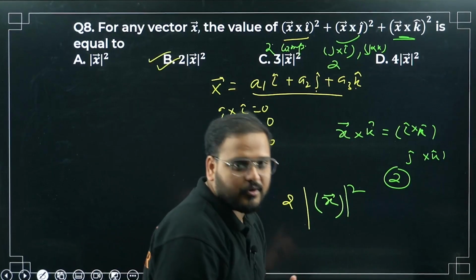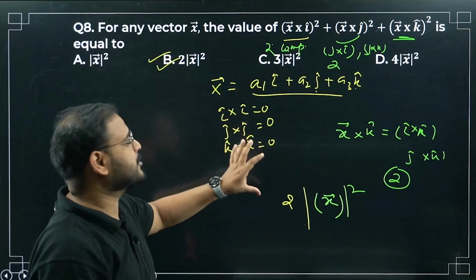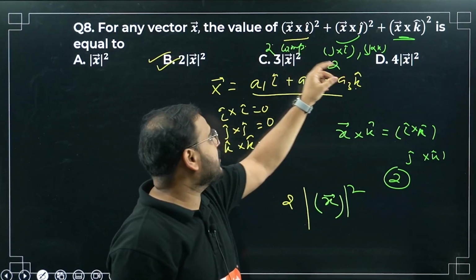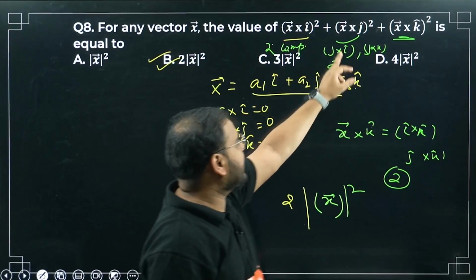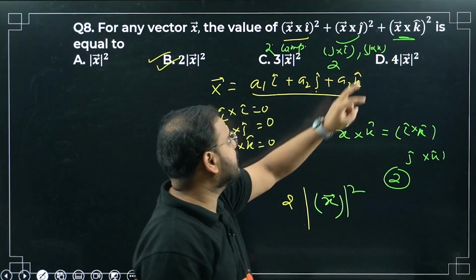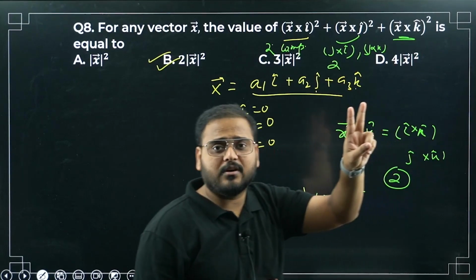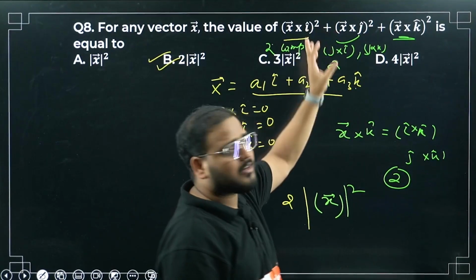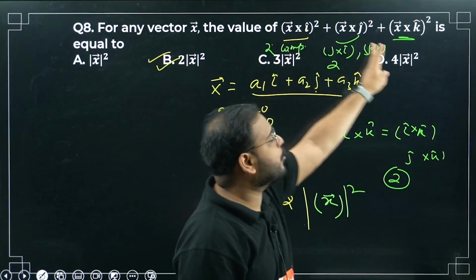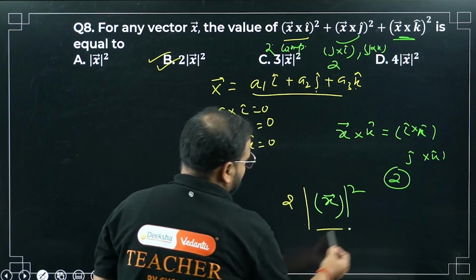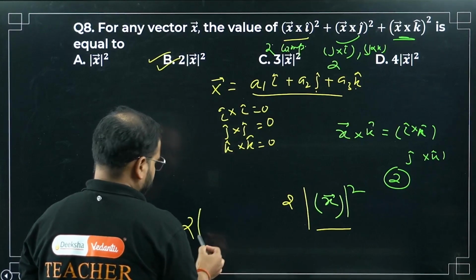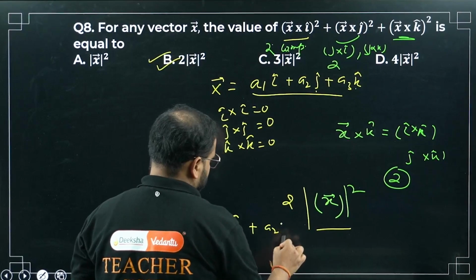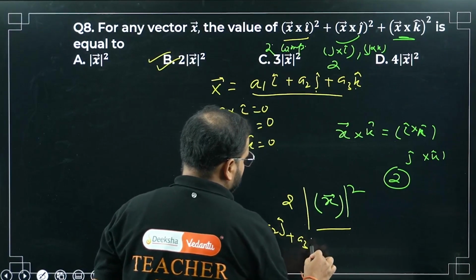If you're finding it difficult to understand, I'll give you one hint. I didn't want to solve this because there's no point in solving it. If you multiply x cross i, you'll have only 2 components over here. Multiply x cross j, again only 2 components. Multiply x cross k, again 2 components. Whole square will make it positive, whatever the sign is. So the magnitude, if you take, you'll have twice of A1 square i cap, A2 square j cap plus A3 square k cap.